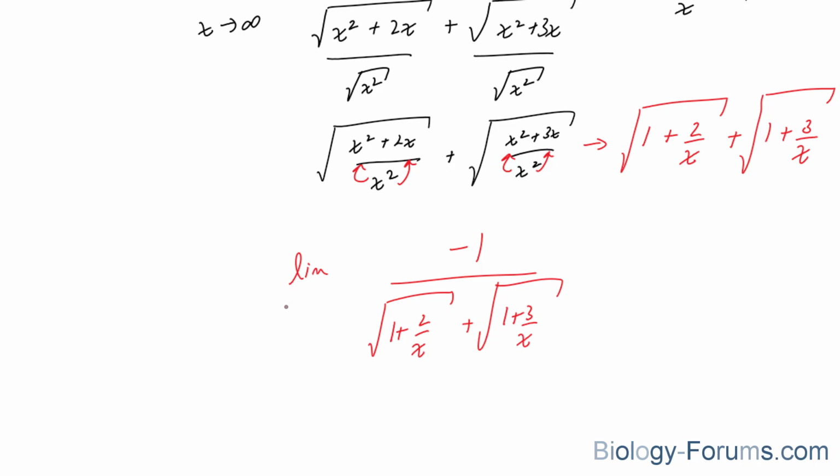And remember, we're taking the limit as x approaches infinity. Now, if we were to put an infinitely large number here, we would end up with 0. Think about it. 2 divided by a billion is pretty much equal to 0. And similarly, you get the same effect here. So negative 1 over the square root of 1 plus the square root of 1 is 2. So as x approaches infinity, the limit of this function is negative 1 over 2.